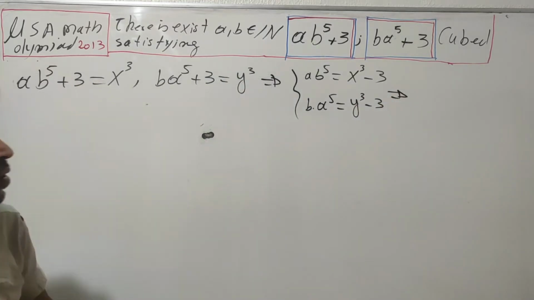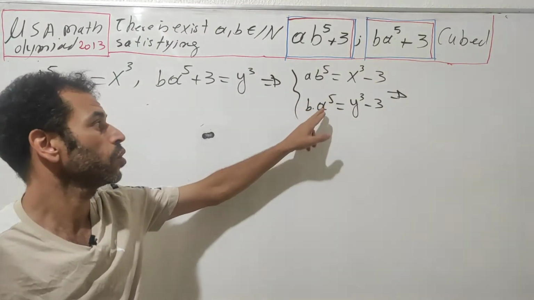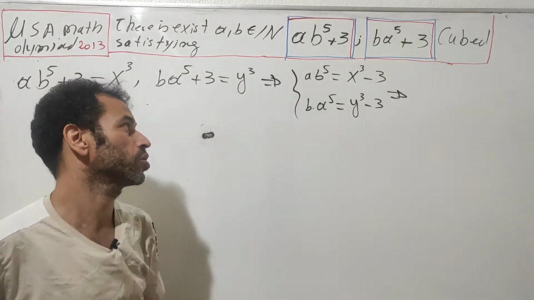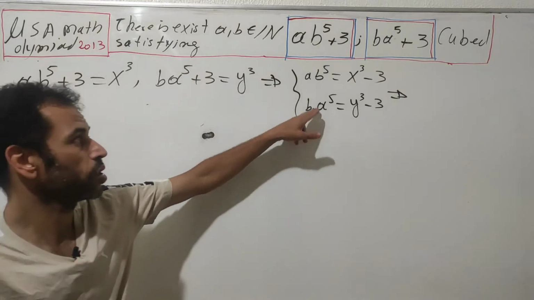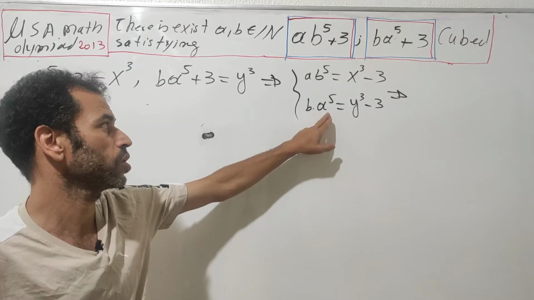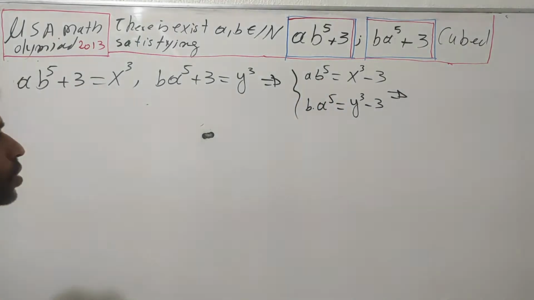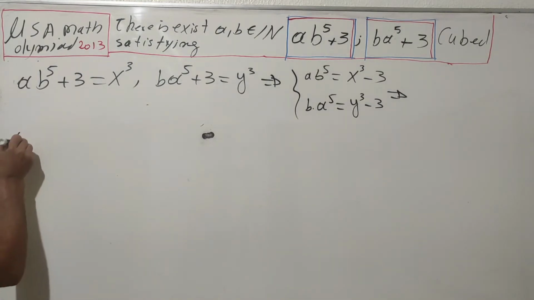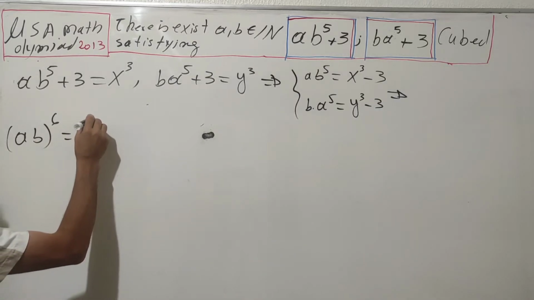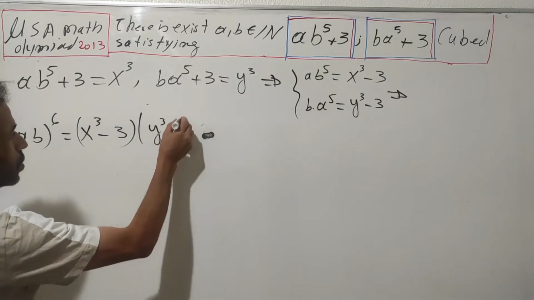Here is the thing. In order to make the exponent the same, we need to join and combine these 2 equations together to get the same exponent. How to do that? I'm going to multiply this one by this one. This a is going to join this a, and becomes a to the 6, as well as the b. So now let's do that. I get a b to the 6, which equals x cubed minus 3 times y cubed minus 3.